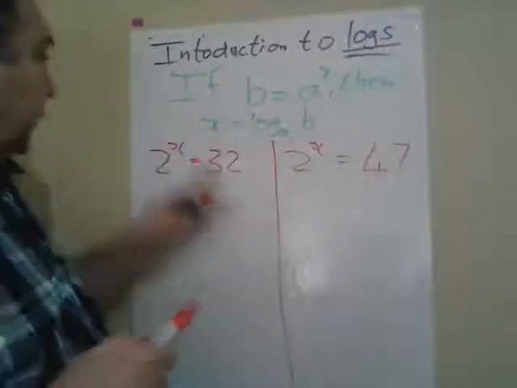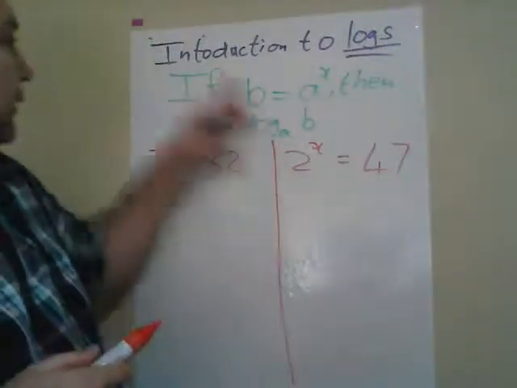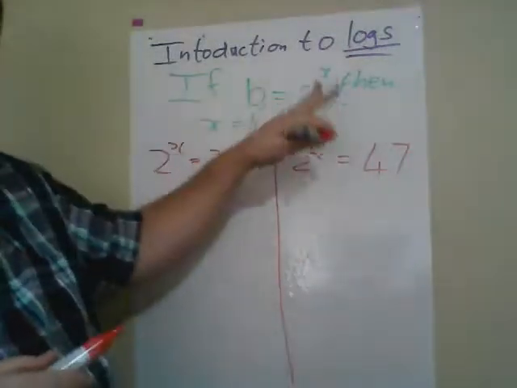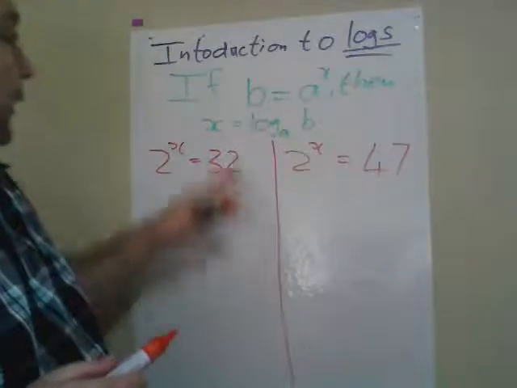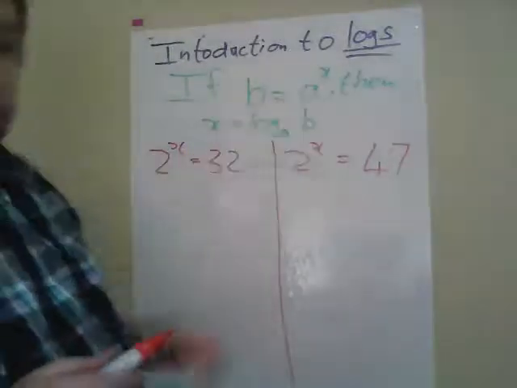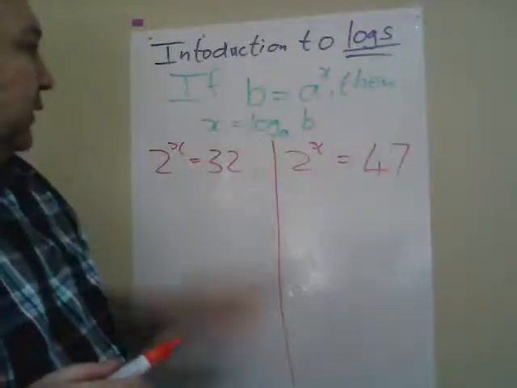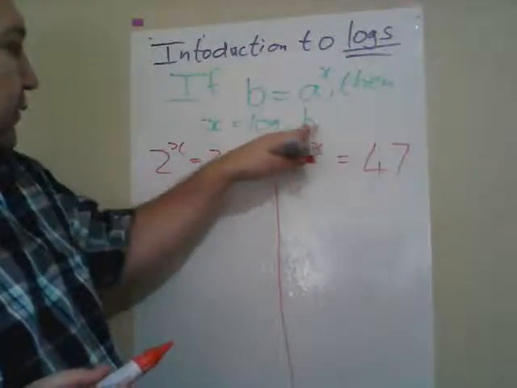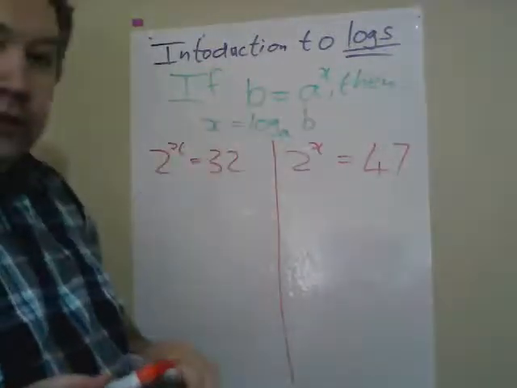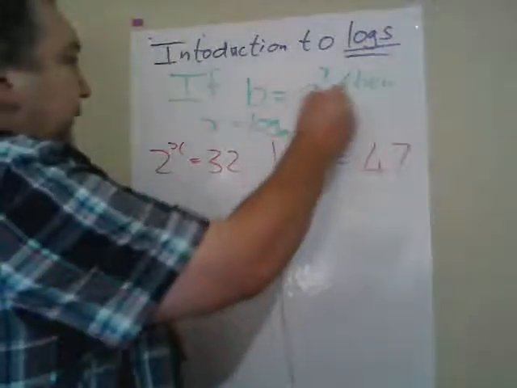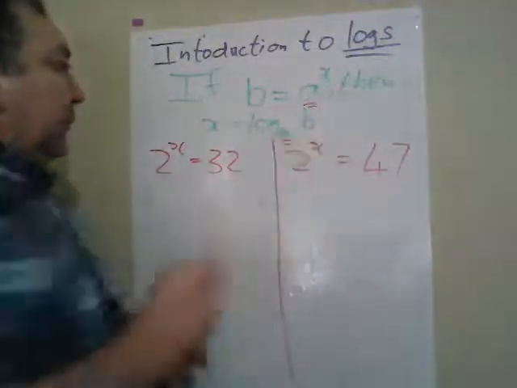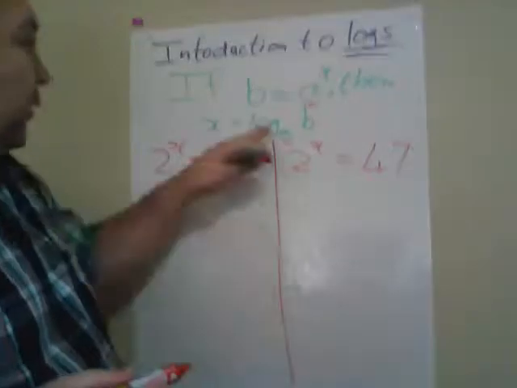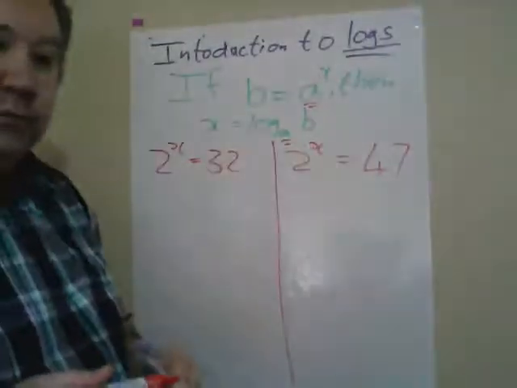Before we go on to the sums, this is the definition of a log. If b is a to the power of x, then x must be the log of b to base a. Okay, so the bases are the a's, so it's log base a of b.